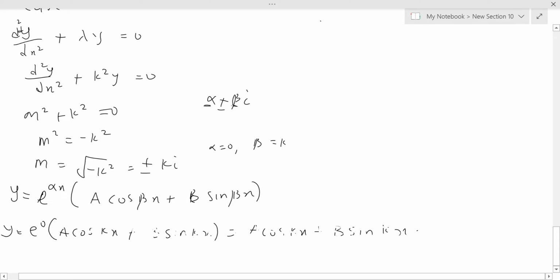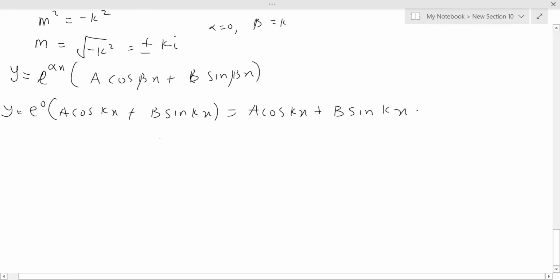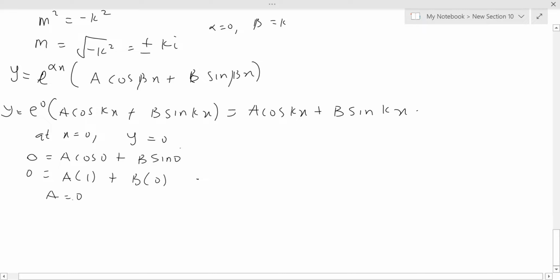So this is the general solution. Now you also use the boundary condition so that you can get your unique solution that is required. So you say at x equals 0, y is equal to 0. So you say 0 is equal to a cos 0 plus b sine 0. By now you should know cos 0 is 1, and if you use your calculator, sine 0 is 0. So it means that a is equal to 0.